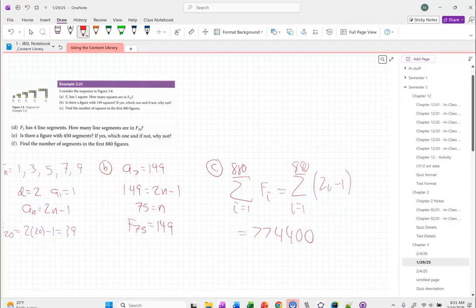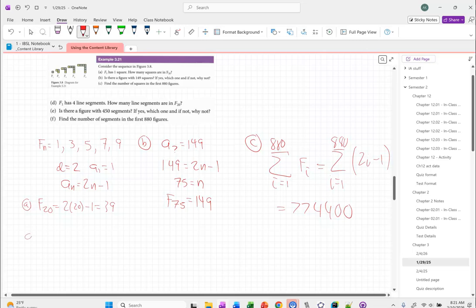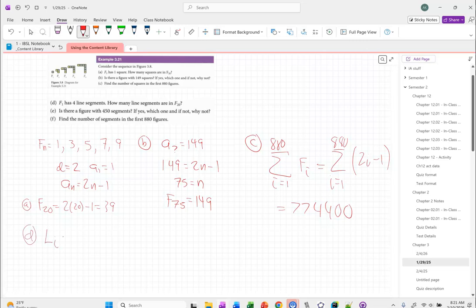Okay. So far, so good. Now, part D starts talking about the number of line segments. So I'm going to call this Li then, for lines. So the first figure has 4 line segments. So how many are in the second figure? 4, 8, 10 it looks like.